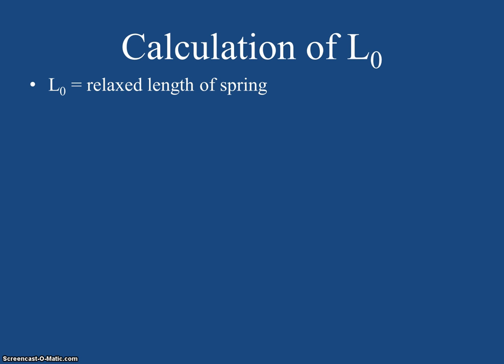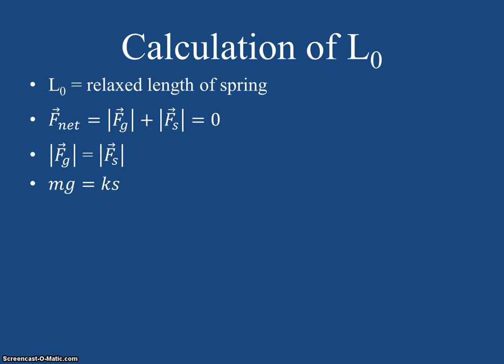L0 is the relaxed length of the spring. This is used in calculating the difference of the spring's length at one instant and the relaxed length. Using observation of static equilibrium, which indicates that the net force is zero, we can find the relaxed length of the spring. Since net force is zero, this indicates that the magnitude of the spring force is equal to the magnitude of the weight force. Plugging in the corresponding equations and solving for L0, we get this equation.